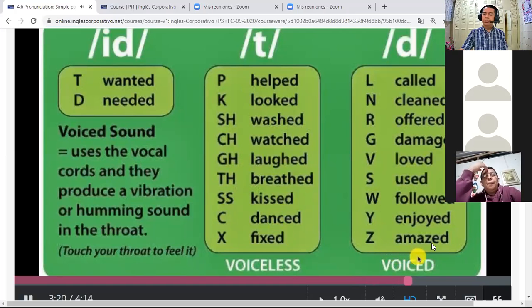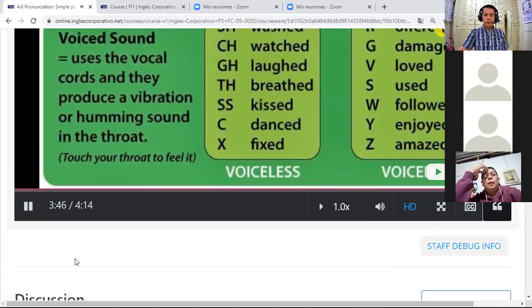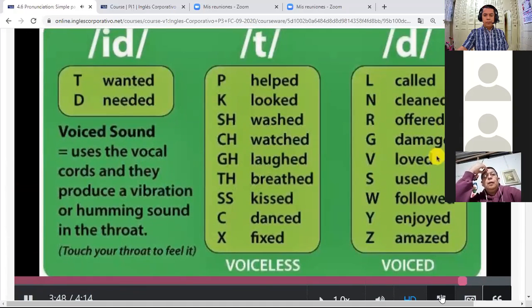The following consonants have voiced sounds. L, N, R, G, V, S, W, Y, Z. Let's pronounce these words now. I would like for you to repeat them after me. Called, cleaned, offered, damaged, loved, used, followed, enjoyed, amazed.